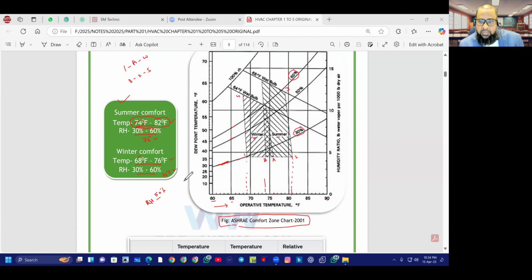This may vary as per the activity and clothing, or as per the application, which you'll find in the next table. But I'm considering these two as standard, and this RH for both seasons, for learning purposes in this training program.